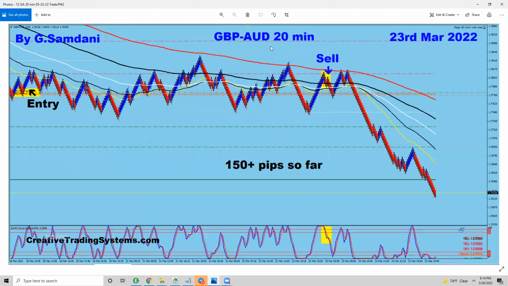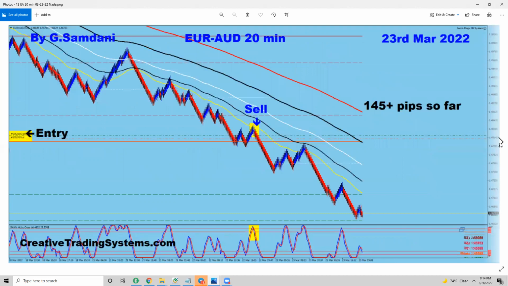And pound Aussie: Aussie getting strong, on the right-hand side, and pound was getting weak because of the news, and this thing went down big time. And then 50 pip here from this entry here. And on the 23rd, Euro Aussie as well, it went down for 145 pip. That is because of Aussie. Both pairs went down big time because of the Aussie strength, and it is still getting strong.